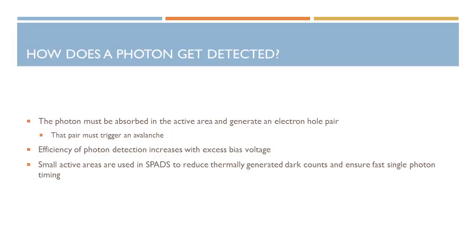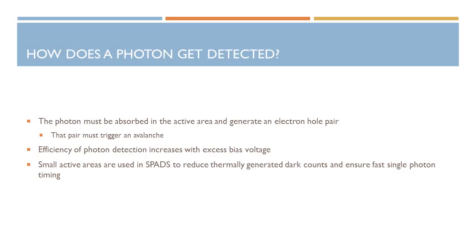So a photon is detected when it gets absorbed in the active area and generates an electron-hole pair. That pair must trigger an avalanche and the resulting current will be seen. As we increase the excess bias voltage, the efficiency of detecting photons also increases. This is because as voltage increases, it creates a higher electric field, so the probability that an electron-hole pair can cause an avalanche increases. A problem in detection is noise caused by the dark counts. A breakdown can be triggered by an incoming photon or by any generated free carriers, but we mainly want to focus on generation by incoming photons.